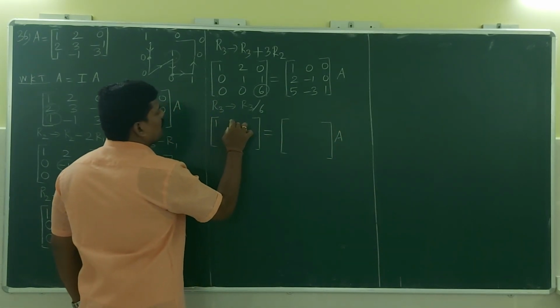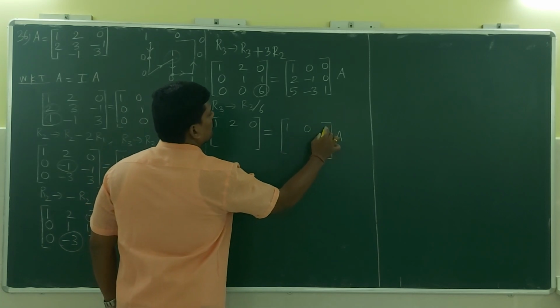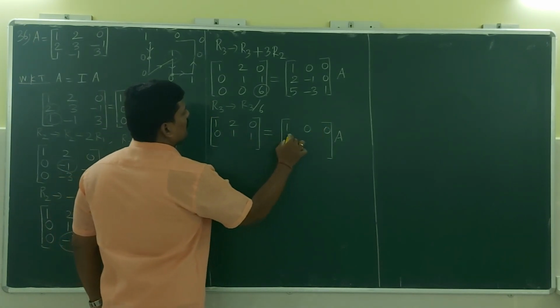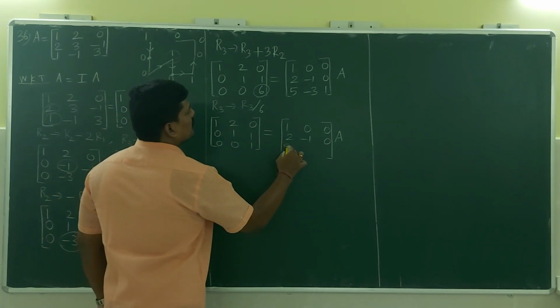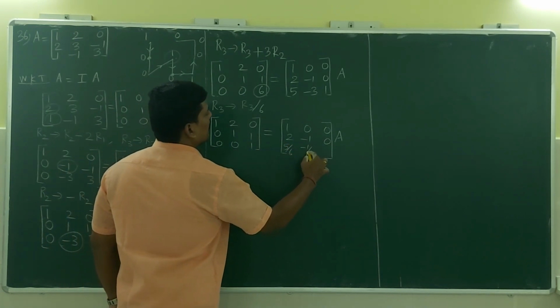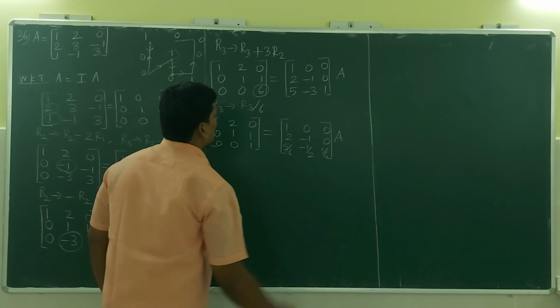The first row is 1, 2, 0. The second row is 0, 1, 1. And the third row is 0, 0, 1. And this is 5 by 6. Minus 3 by 6 is minus 1 by 2. This is 1 by 6.